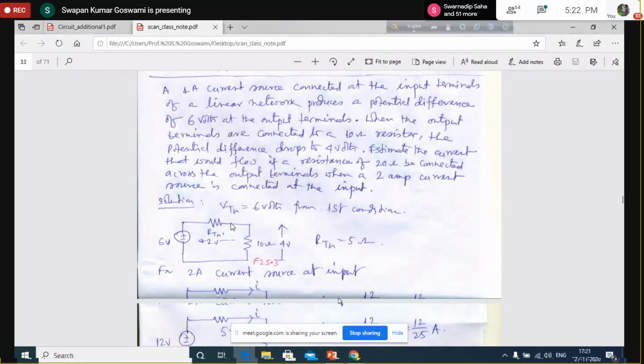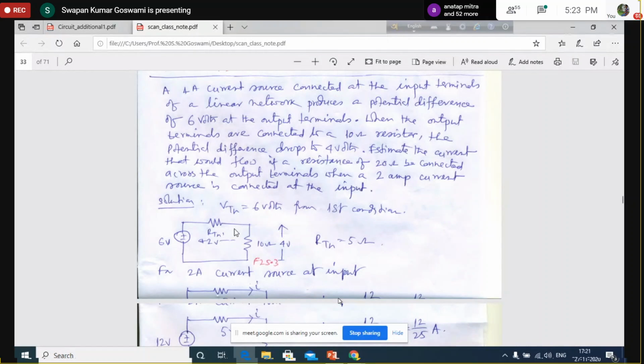The question is, why was there no internal drop previously? Because previously no closed circuit was produced at the output. That's why no current was flowing. Now a closed path is produced, so current is flowing. Because of the current flow, there is a voltage drop of 2 volt internal to the network. That's why at the output you are getting 4.